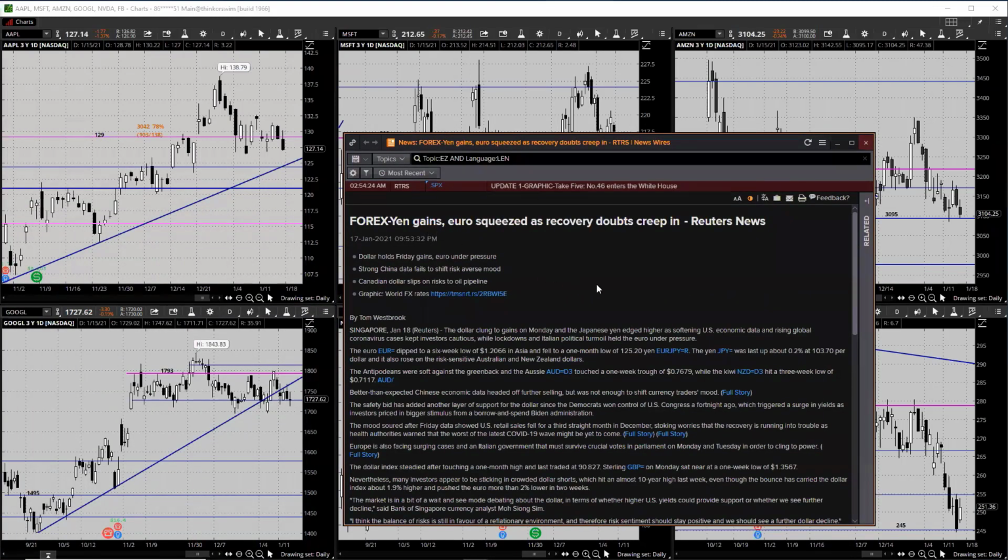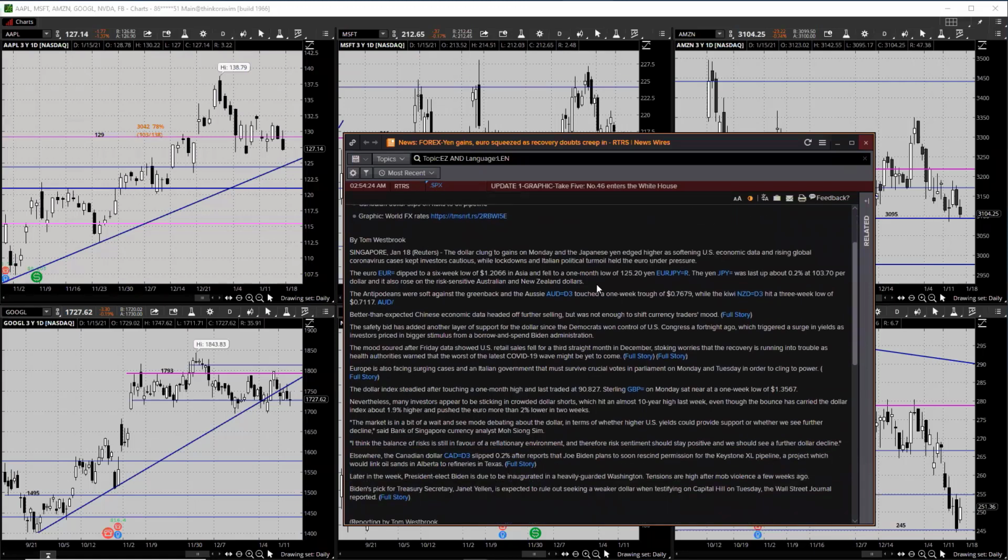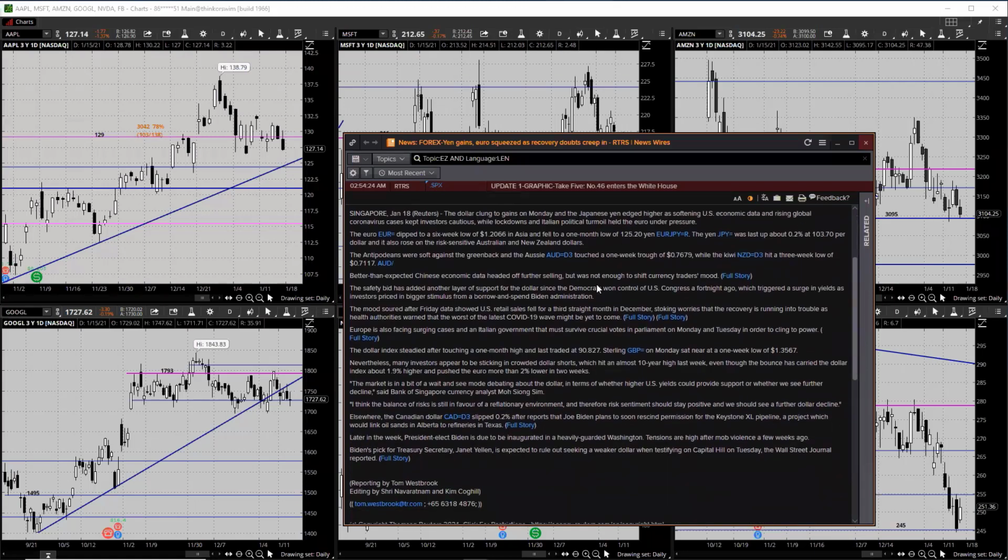The yen gains and the euro is squeezed as recovery doubts creep in. The dollar clung to gains on Monday, and the Japanese yen edged higher as softening U.S. economic data and rising global coronavirus cases and lockdowns weighed, which we already stated. The euro dipped to a 6-week low of 120.66, and the Aussie fell to a 1-month low of 25.20. The Antipodeans were soft against the greenback, and the Aussie touched a 1-week trough of 76.79.